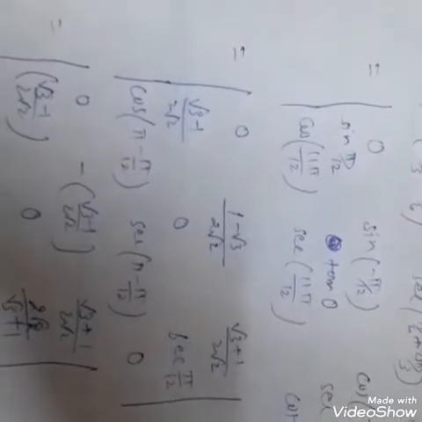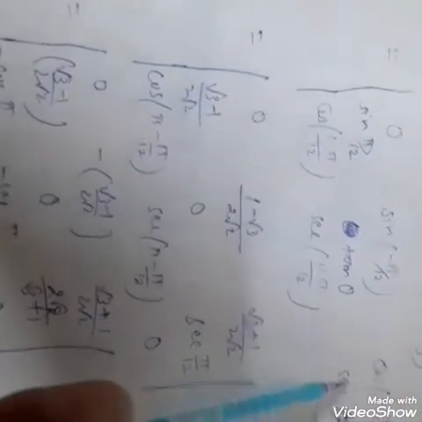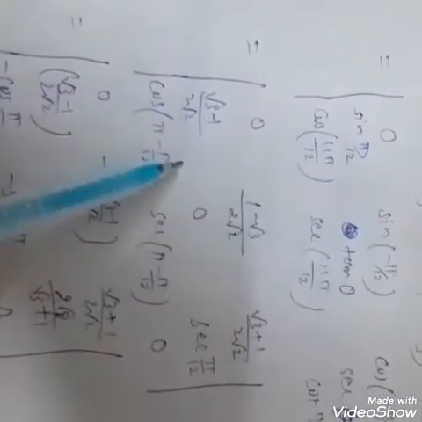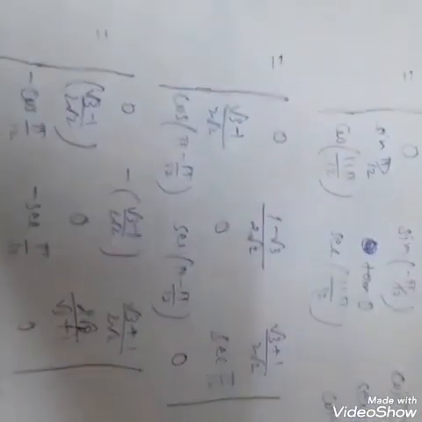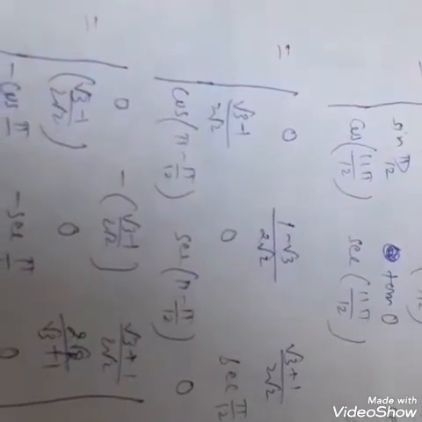Cos is even, so the negative sign should be cancelled, so it is (root 3 plus 1) upon 2 root 2. Sec is also even, so sec pi by 12 is (root 3 minus 1) by 2 root 2. Cos 11 pi by 12, sec 11 pi by 12 can be written in this form, 12 pi minus pi by 12, so it is pi minus pi by 12.